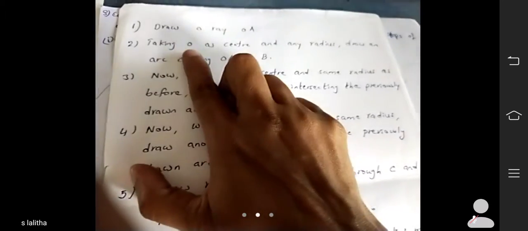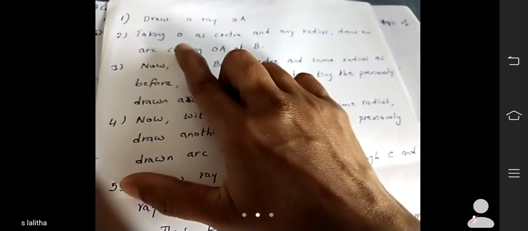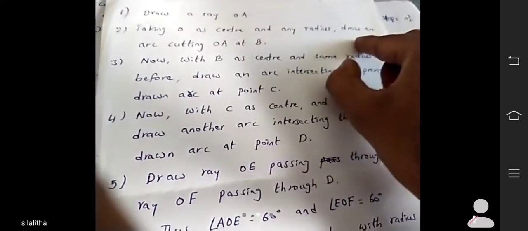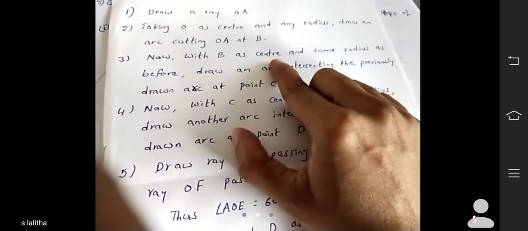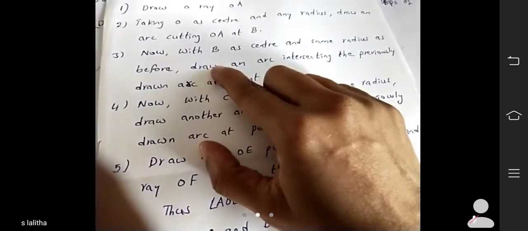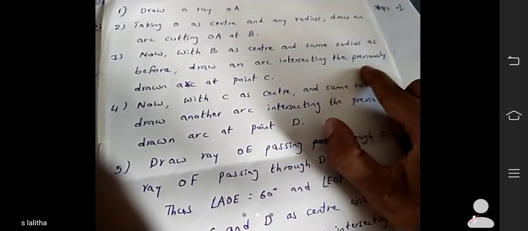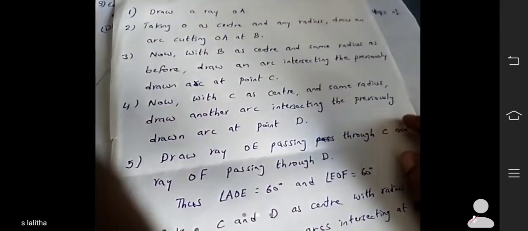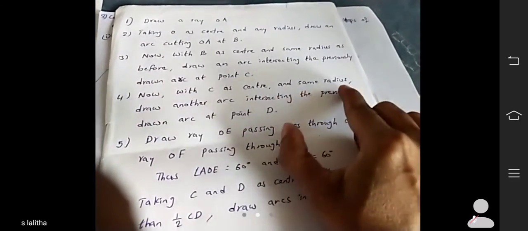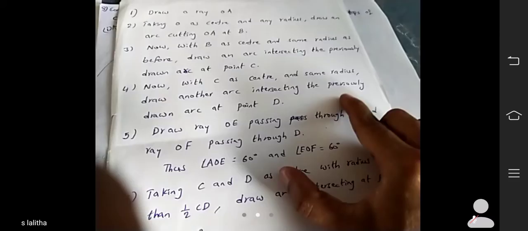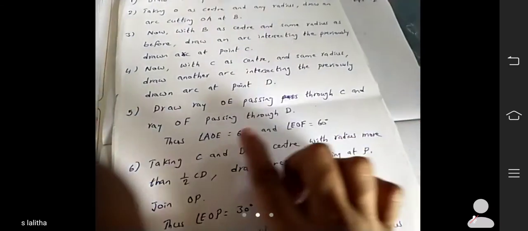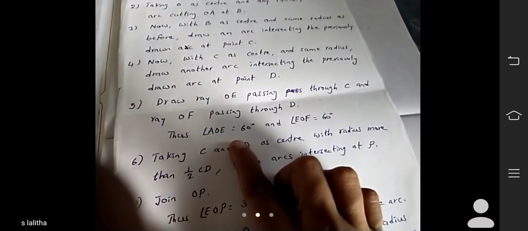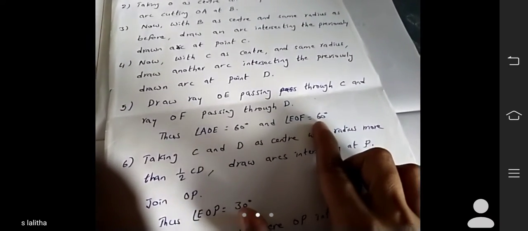First point. What is the first point? Draw a ray OA. Next, taking O as center and any radius, draw an arc cutting OA at B. Now, with B as center and the same radius as before, draw an arc intersecting the previously drawn arc at point C. Now, with C as center and the same radius, draw another arc intersecting the previously drawn arc at point D. Draw ray OE passing through C and ray OF passing through D. Thus, angle AOE is equal to 60 degrees and angle EOF is equal to 60 degrees.